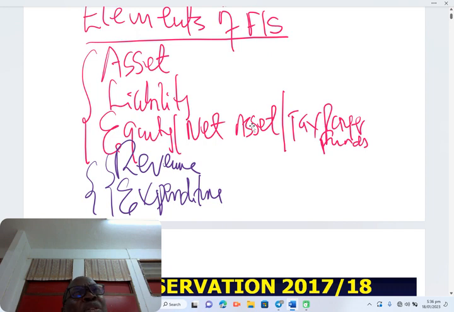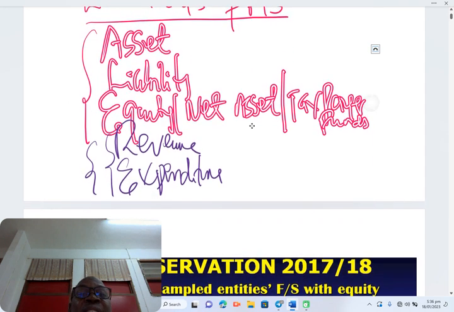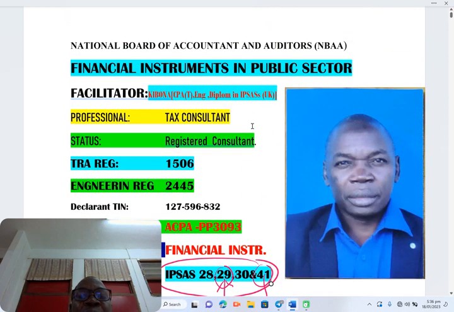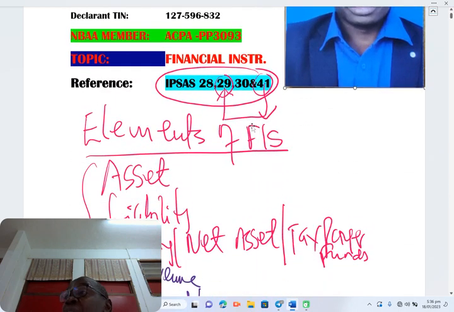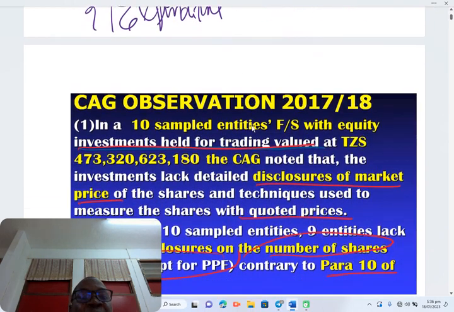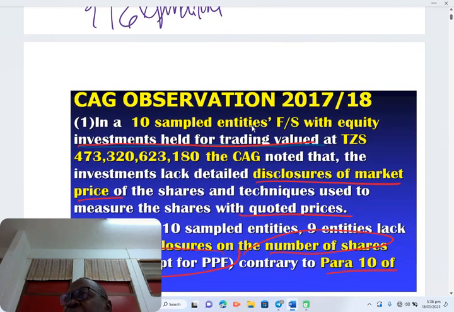But next I said you have to look at the asset element in financial statements. So we have asset, we have liability, we have equity, and others. So today I will now explain how we recognize financial instruments in IPSAS 29 and how we do it for IPSAS 41 again, so that you can understand how you can position yourself as a preparer of financial statements when issues arise.